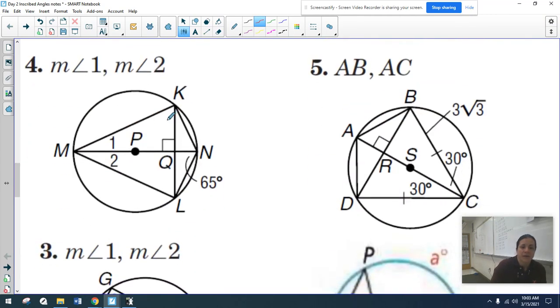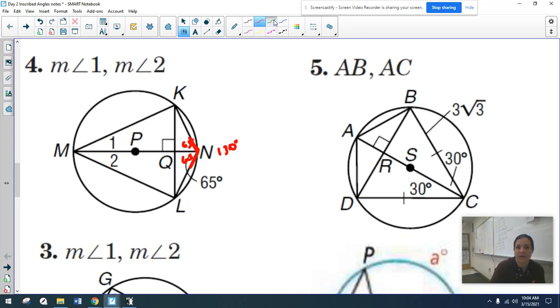Down here, this one, you can kind of see this kite that's in here. Okay, so this is 65 right there. And this is perpendicular, which is going to cut that in half to be another 65. So if you get the entire angle, that's going to give you 130. So the 130 angle is this one right here.